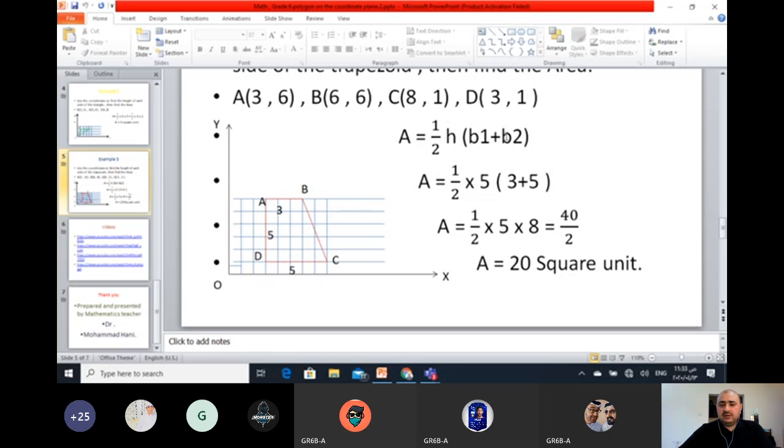Write the formula to find the area of a trapezoid. A equal 1 over 2 multiplied by the height, multiply between parentheses, the small base plus the big base. Then substitute. A equal 1 over 2 multiplied by the value of h will be 5. So write here 5. Then between parentheses, the value of B1 will be 3.